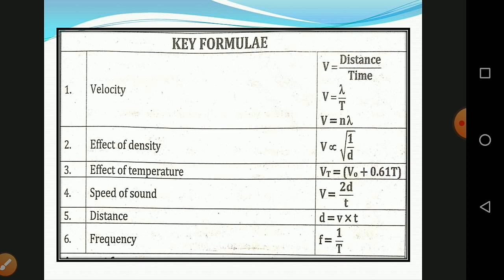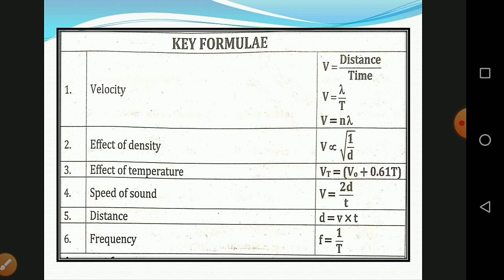And the next one, second one, effect of density: v is inversely proportional to the square root of d. And then effect of temperature: v is directly proportional to root of t. That means vt, the velocity at temperature t, is equal to v naught plus 0.61 t, where t is the temperature.